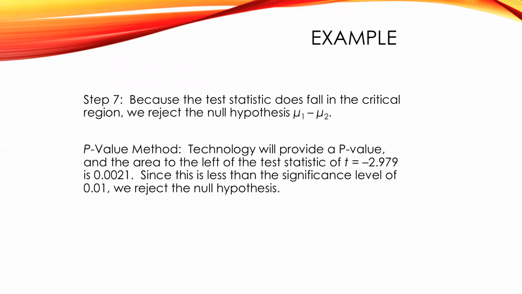So the p-value method would also indicate this as well. In fact, we have a p-value of 0.0021. And even if we're using 0.05, we still reject. But even if we're using 0.01, which is even narrower, we still reject the null hypothesis.